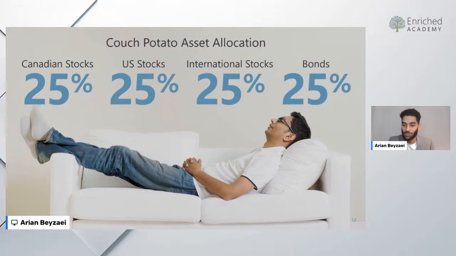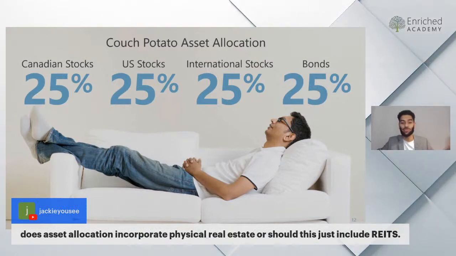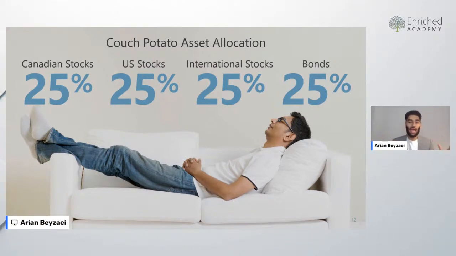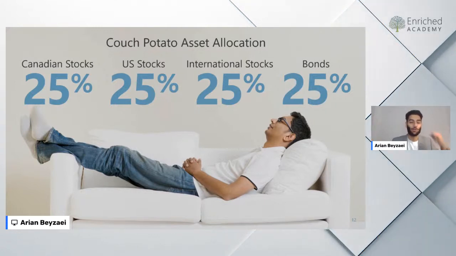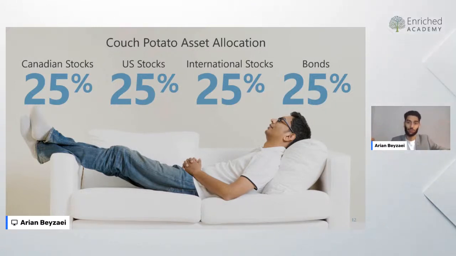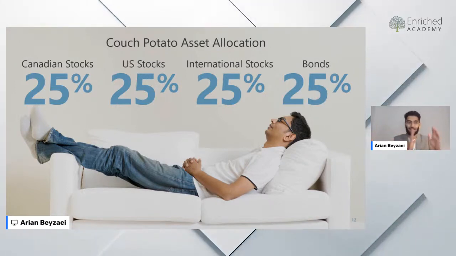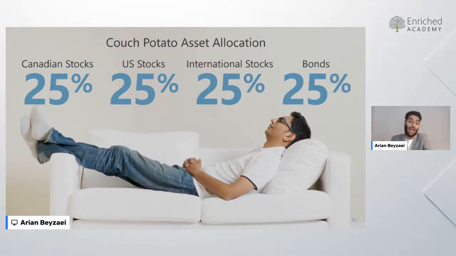Now, Jackie asked a great question. Really great question. I'm going to see if I can find it. Does your asset allocation incorporate physical real estate or should this just include REITs? Jackie, so ideally, you would have your real estate in your asset allocation. So for example, let's say you have a 50-50 allocation between real estate and stocks. So 50% in real estate, 50% in stocks. Now inside of the stocks, or you can even call it non-physical assets, real estate is a physical asset, then you can have non-physical assets. And then inside that pool, that 50%, you can have something like this, 25, 25, 25, 25.